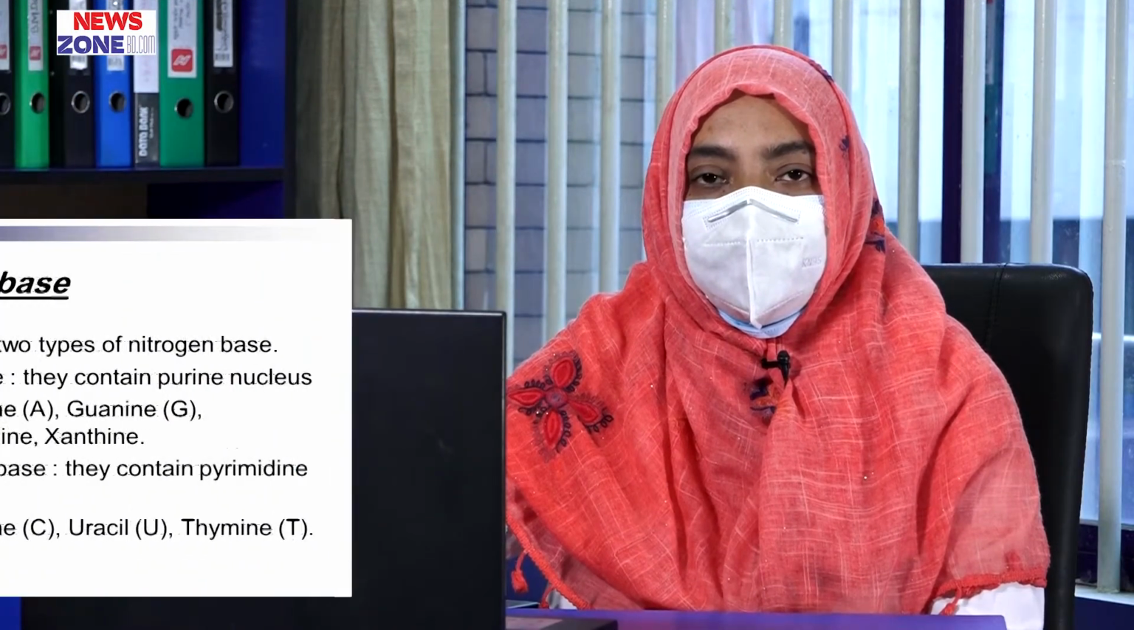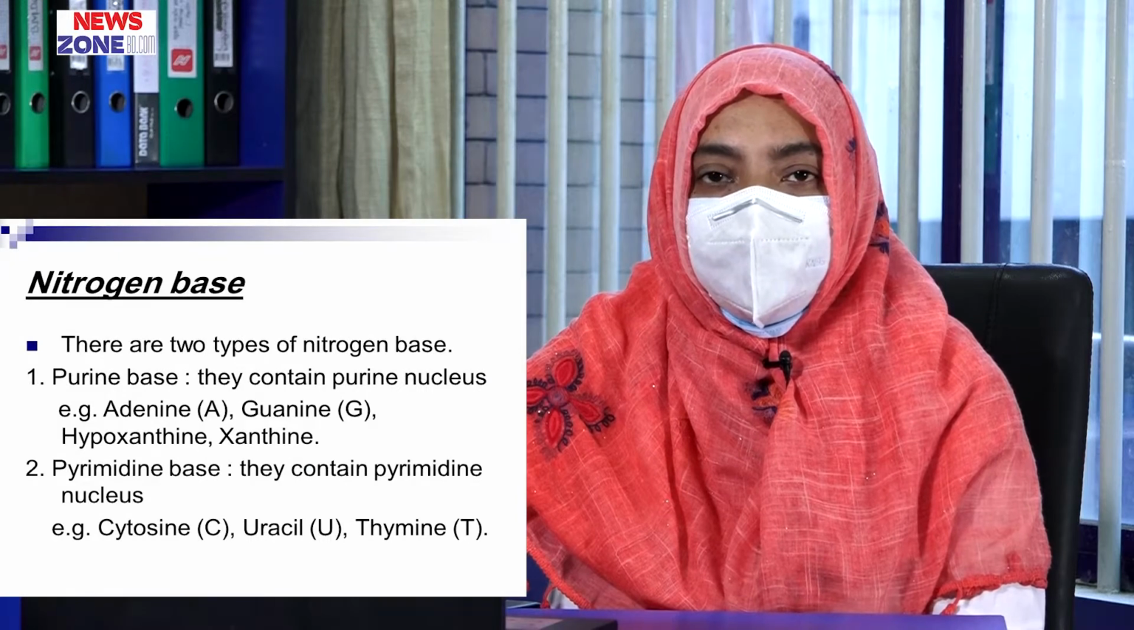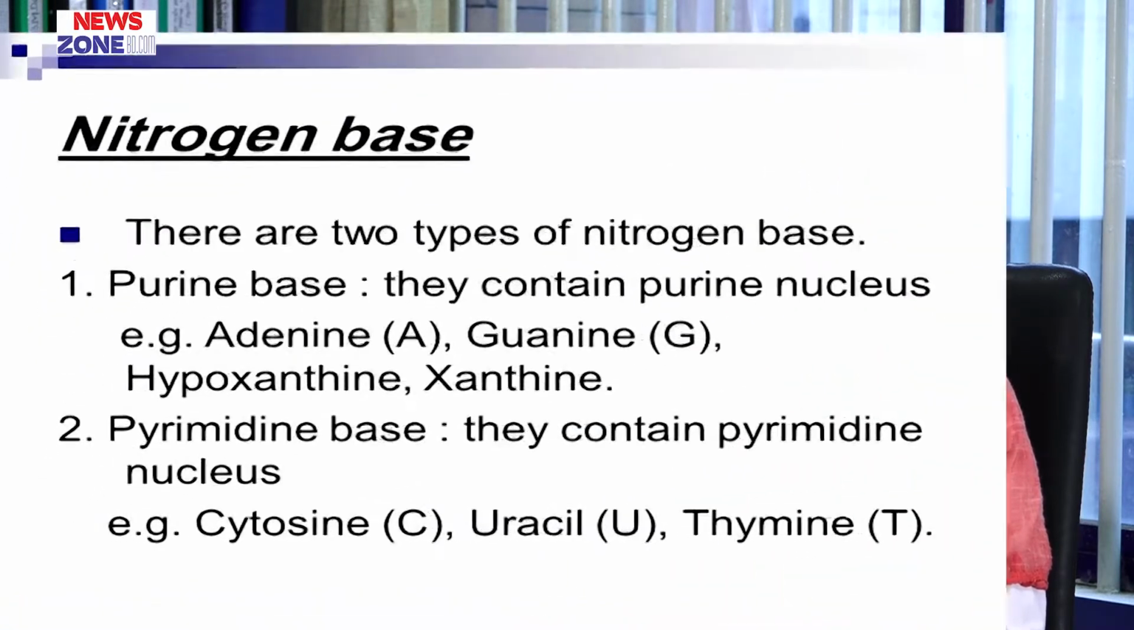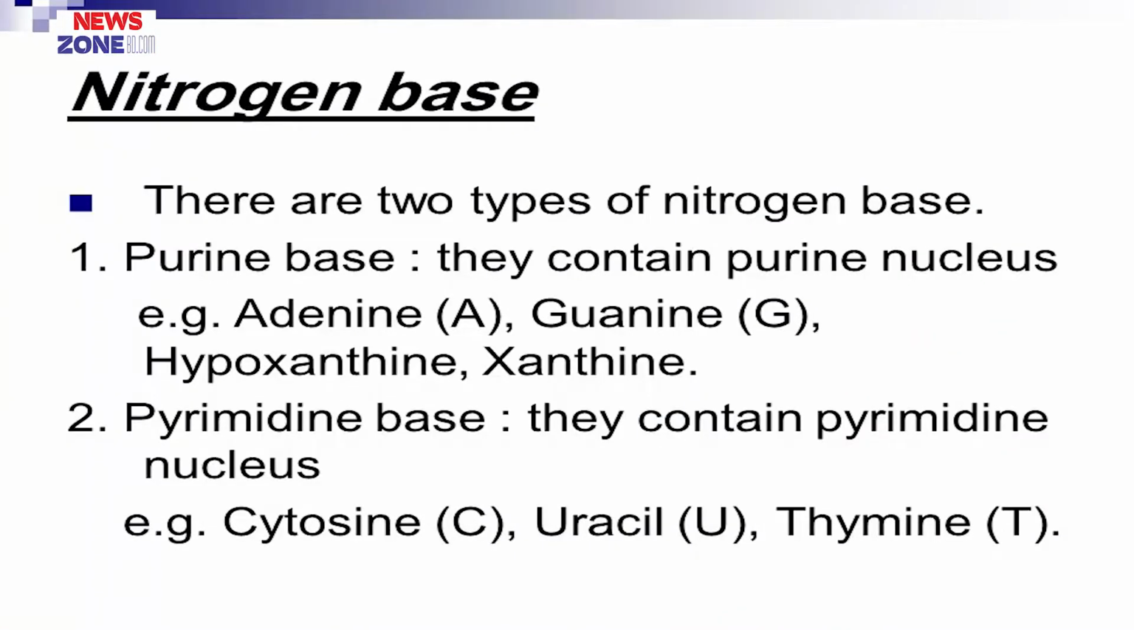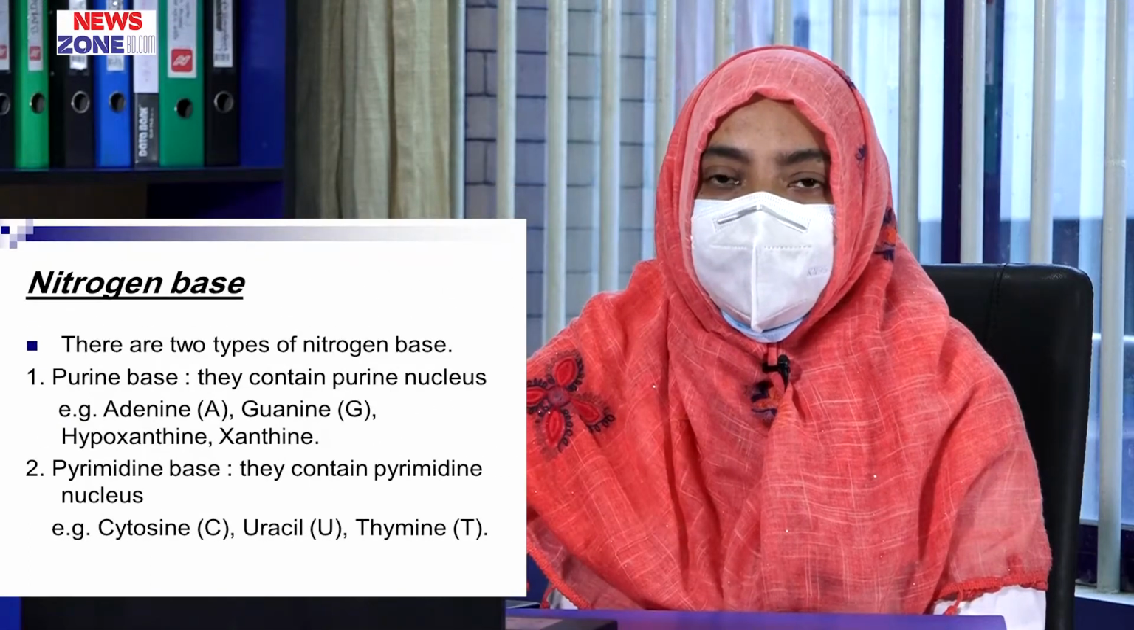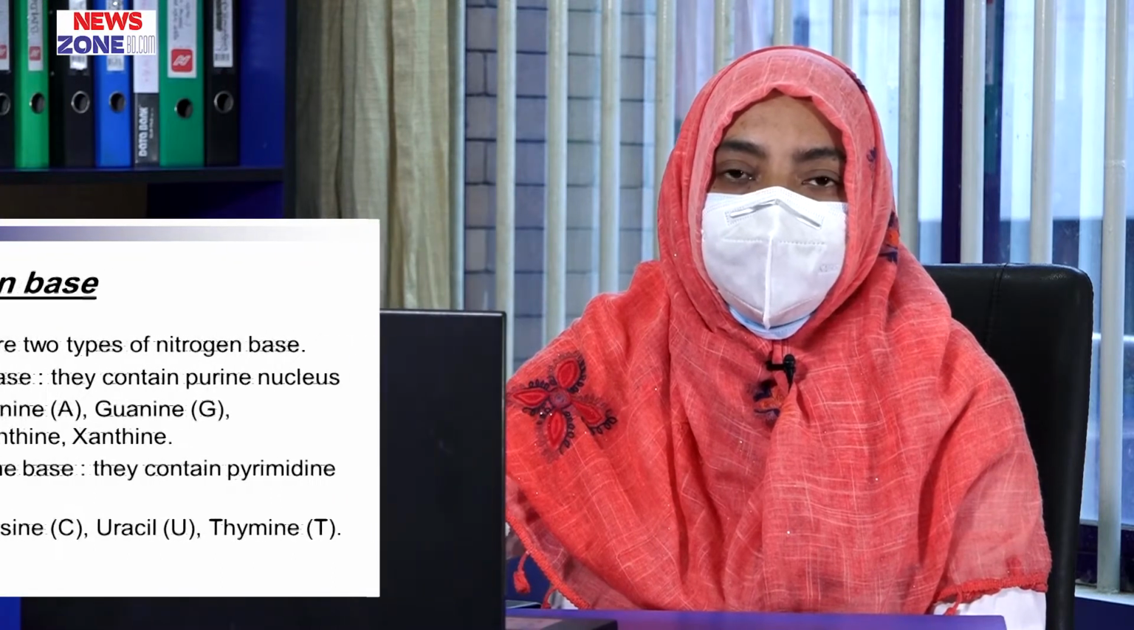Nitrogen base. There are two types of nitrogen base. One is purine base, another is pyrimidine base. Purine bases contain purine nucleus and purine bases are adenine, guanine, xanthine and hypoxanthine. Pyrimidine bases contain pyrimidine nucleus and pyrimidine bases are cytosine, uracil and thymine.